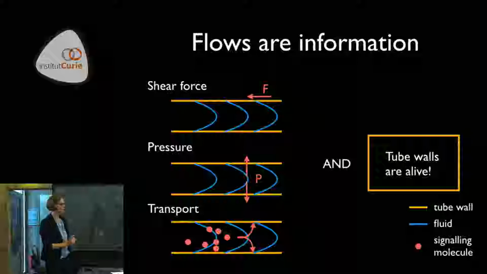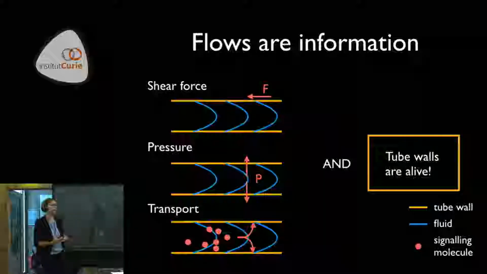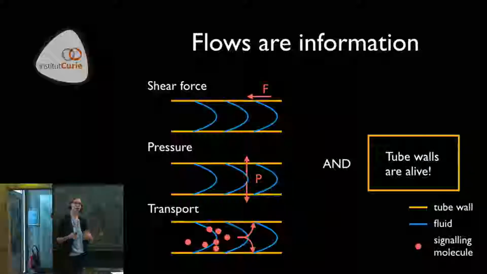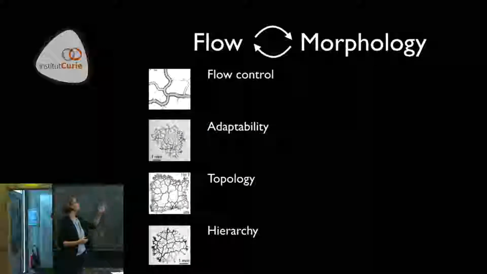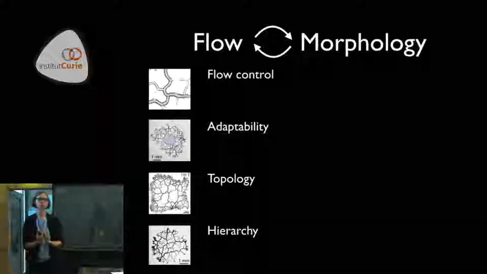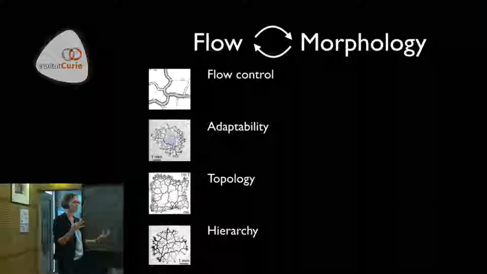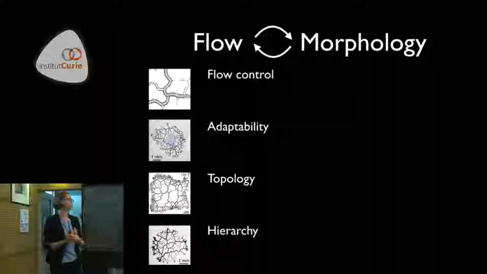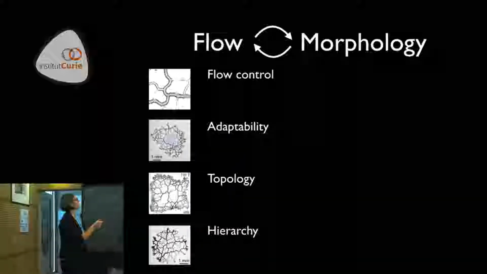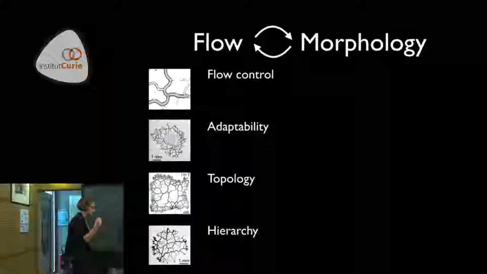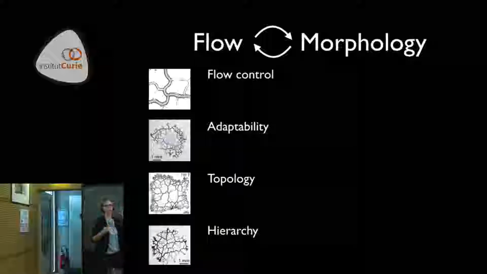And I want to teach you a few ideas of how we can go ahead to understand how this feedback may come about. Specifically, this is my own personal working list of things that we should understand regarding the feedback between fluid flows and network morphology. There's flow control, there's adaptability. With adaptability, I coin one term just describing this.